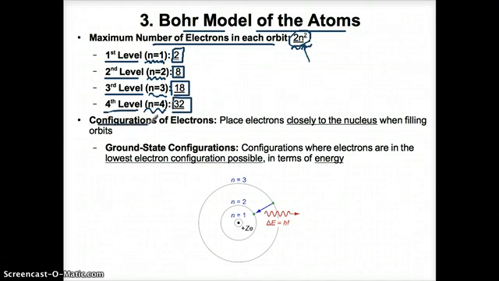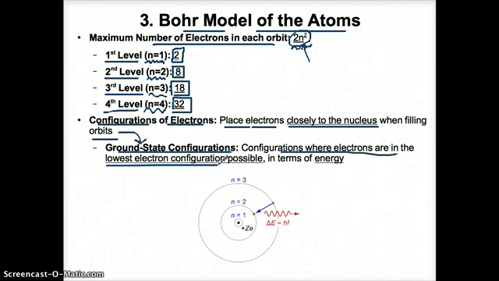Now, in terms of how we actually place these electrons within these orbits, according to the Bohr model, you have to place electrons as close to the nucleus as possible when filling the orbits, because that is associated with something called the ground state configuration, which is a configuration where electrons are in the lowest electron configuration possible in terms of energy.